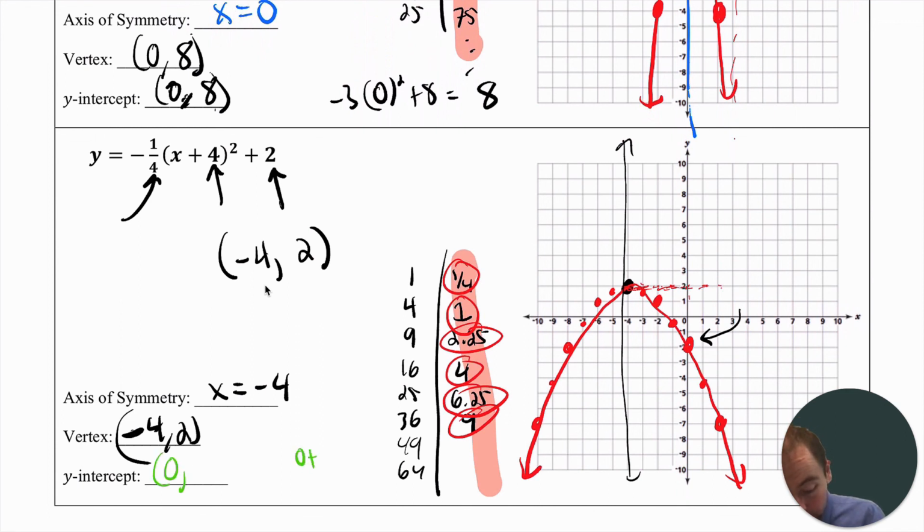So if you plug in a 0 for x into the equation and you solve for the corresponding y, then in the parentheses you get 4, which squared is 16, and then you can take -1/4 of that, which is -4, and then add 2, and you do get a -2 for your corresponding y value. So then, of course, that is going to be the y-intercept of that particular graph.